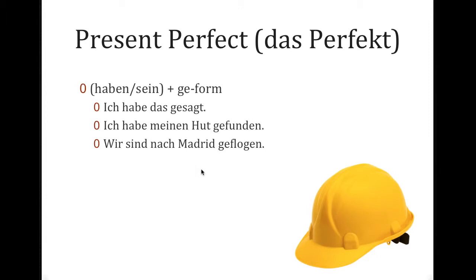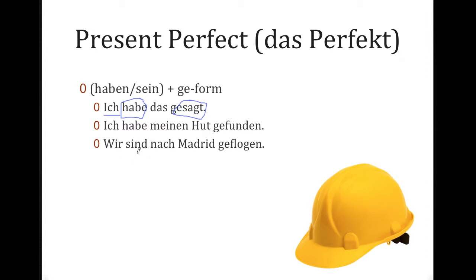Then you have present perfect, or das Perfekt, which is the conversational past. It's the form that has haben or sein plus the GE form. So ich habe das gesagt, ich habe meinen Hut gefunden, wir sind nach Madrid geflogen. Here you have the haben or sein form, ich habe, conjugated correctly to the subject, and then the GE form of the verb, so sagen is gesagt. Then ich habe again, and meinen Hut gefunden, the GE form of finden.